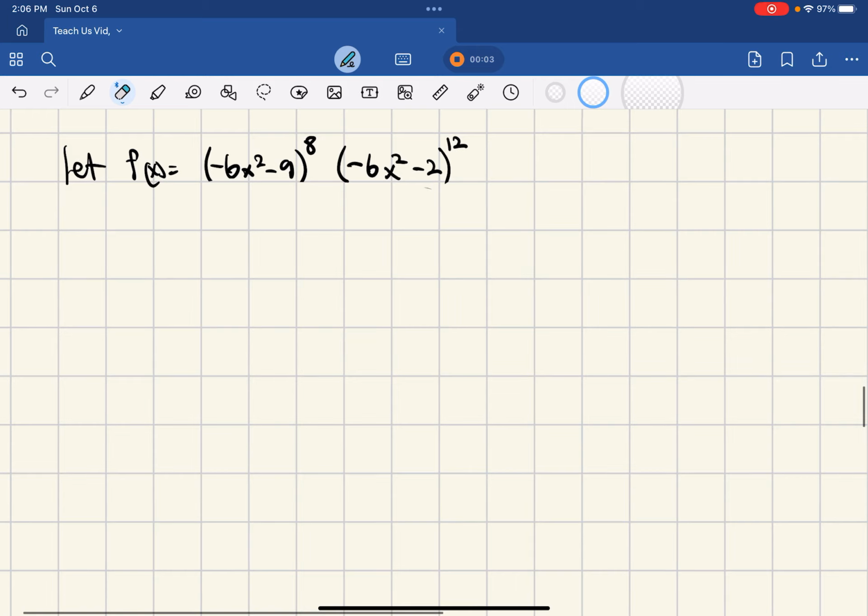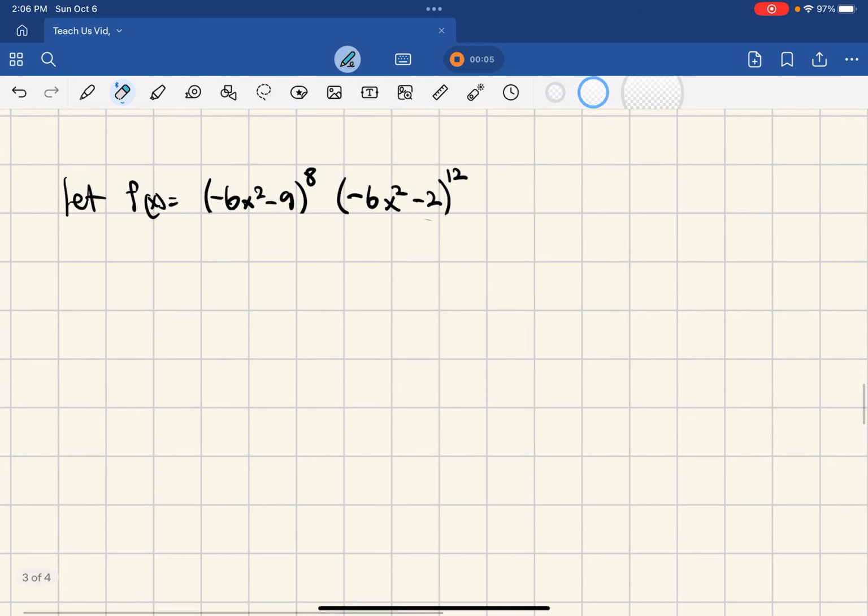Homework problem number 4 for section 3.6, chain rule. So our problem is: let f of x equal (negative 6x squared minus 9) to the power of 8 times (negative 6x squared minus 2) to the 12th power.